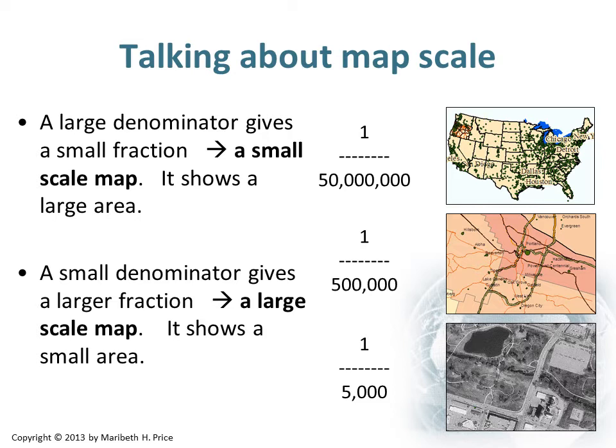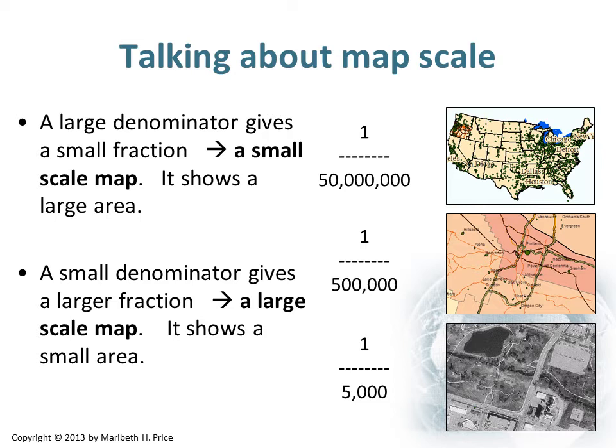At 1 to 50 million, it covers the entire contiguous continental U.S. Now, that's a big area. But if you look at the fraction, 1 over 50 million, it's a very small number if you divide it out. Hence, we call it a small map scale, or a small scale map.